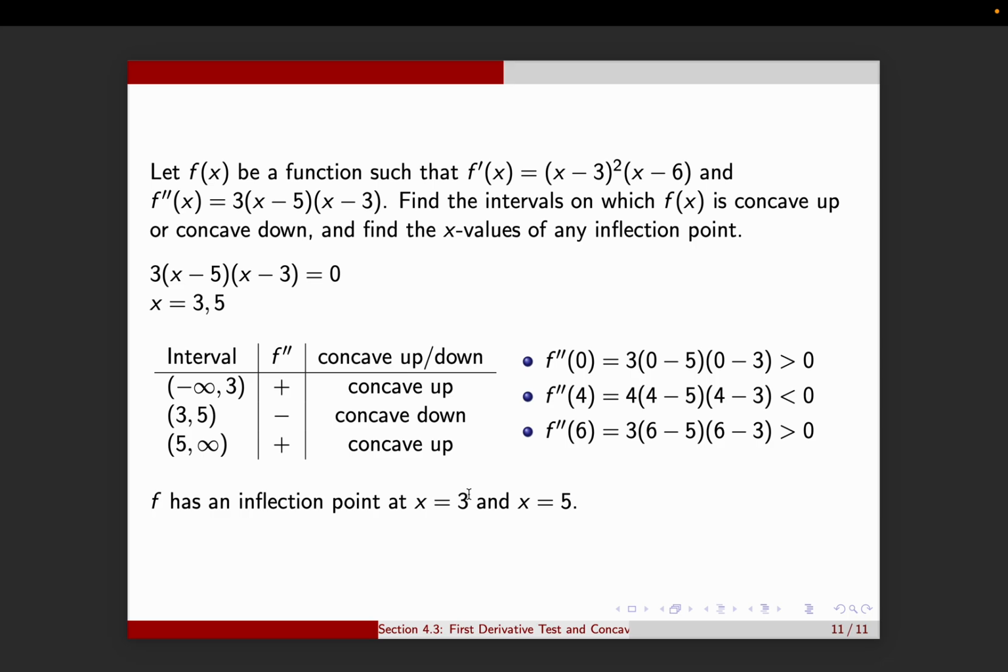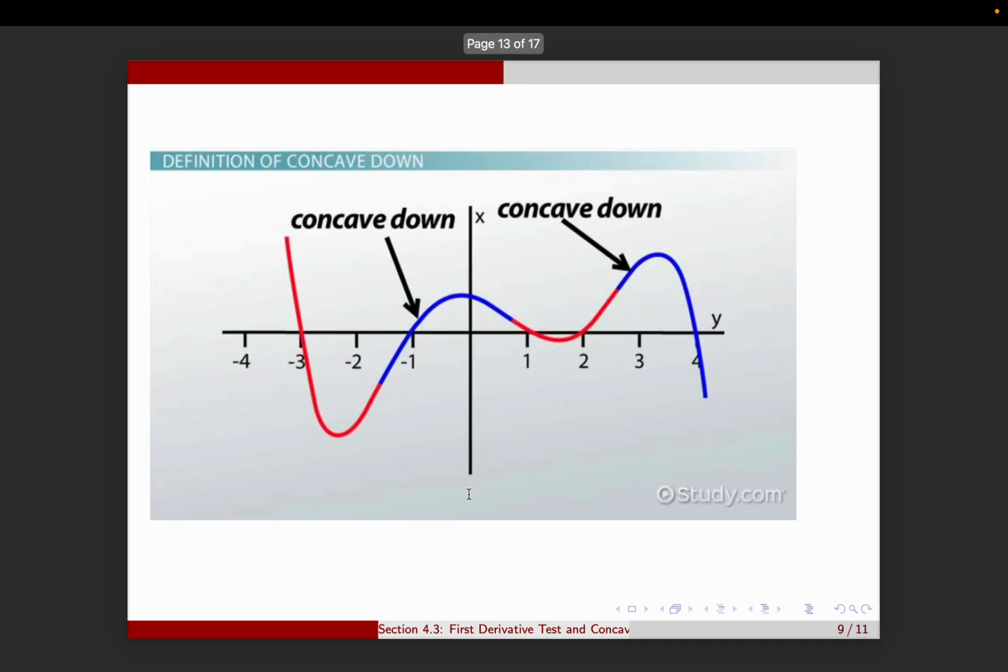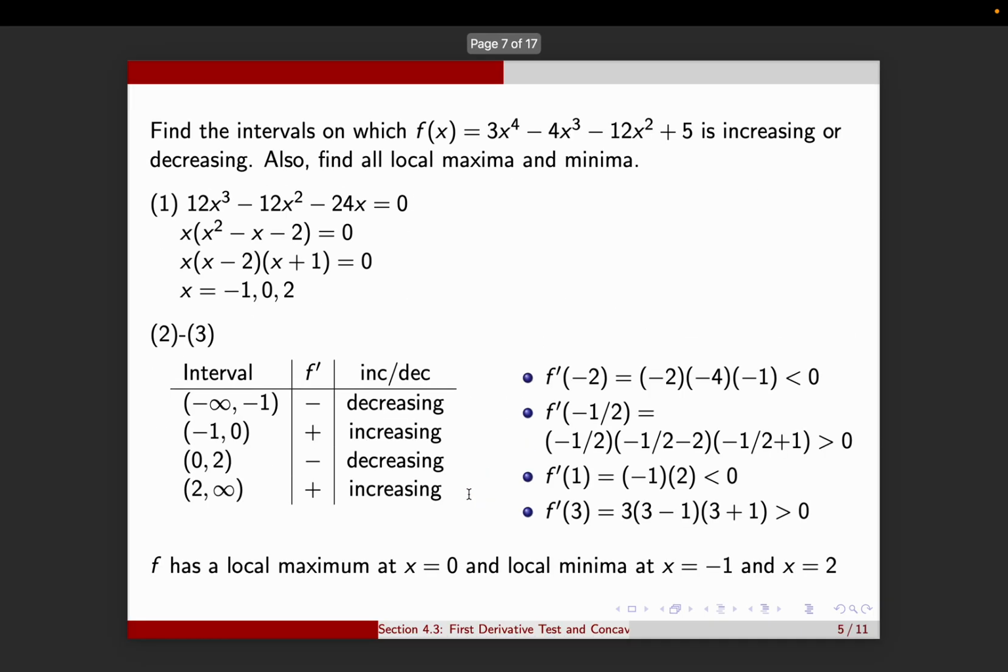Okay, that is section 4.3. The main takeaway for you is I should be able to give you a function like that and say, where is it increasing, decreasing? Where is it concave up, concave down? Does it have any maxes? Does it have any mins? Does it have any inflection points? And you should be able to follow this methodology to do that.